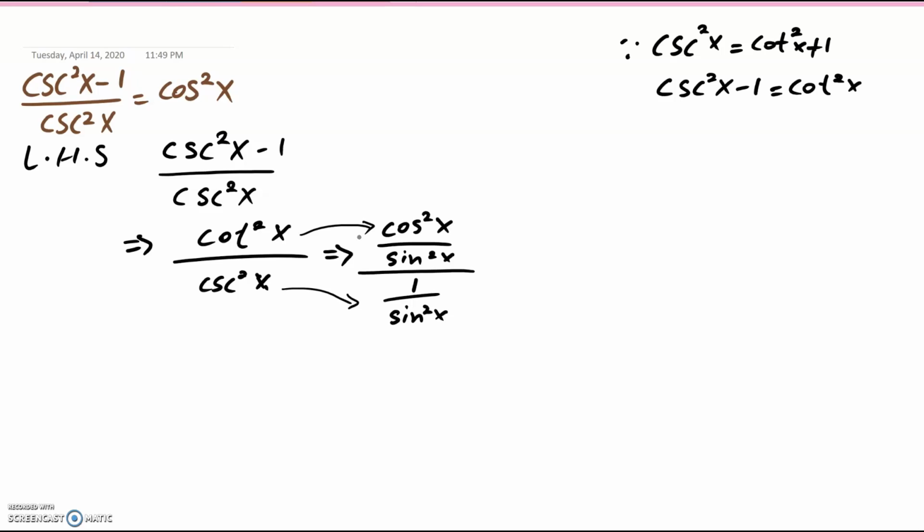So what do we end up with? Sin squared x is cancelled out and we have cos squared x. And look, what is cos squared x? Cos squared x is our right hand side. It means we proved the identity. So this is how we are going to prove identities.